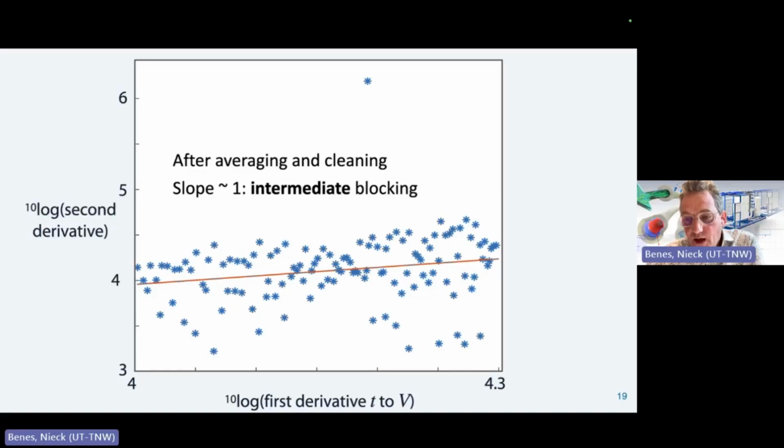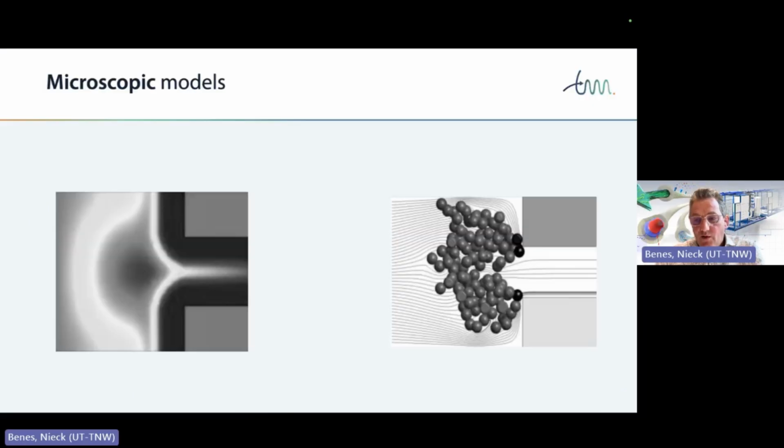But the scatter is very large, so the usefulness of these models for interpreting data is often quite limited, and there are many reasons for this. Mostly it's not only intermediate blocking, but also other mechanisms that take place. The theory for this type of analysis is rather limited, and there are assumptions underlying the theory which certainly are not always valid. Now, what we could do, of course, is go for a more advanced characterization.